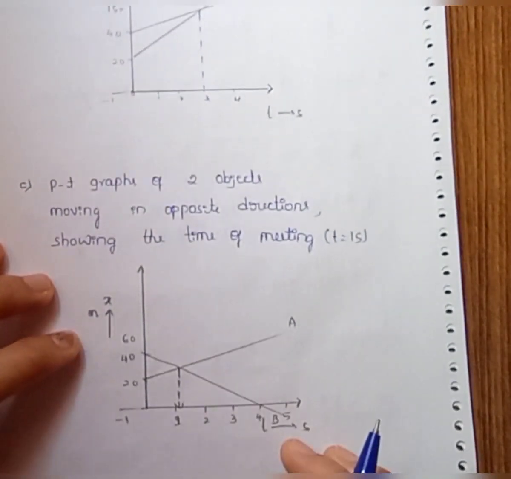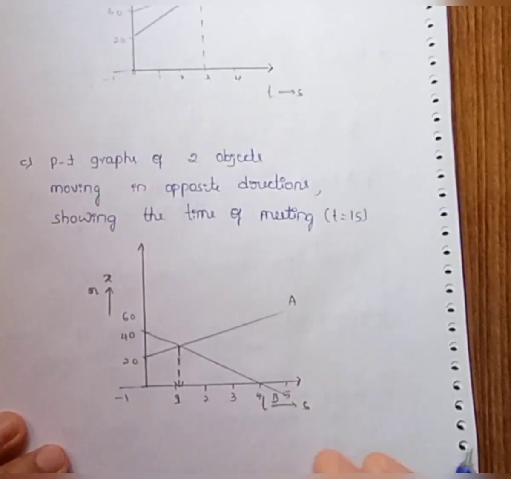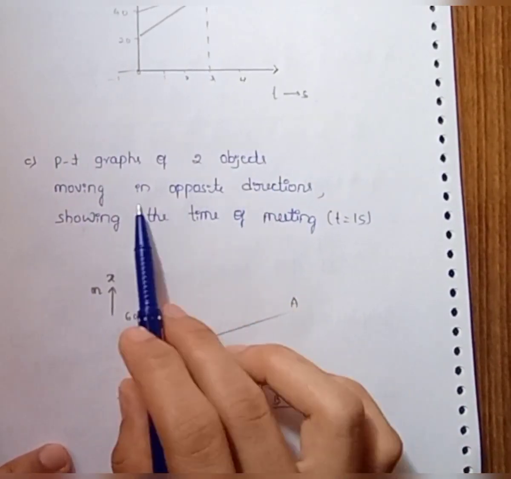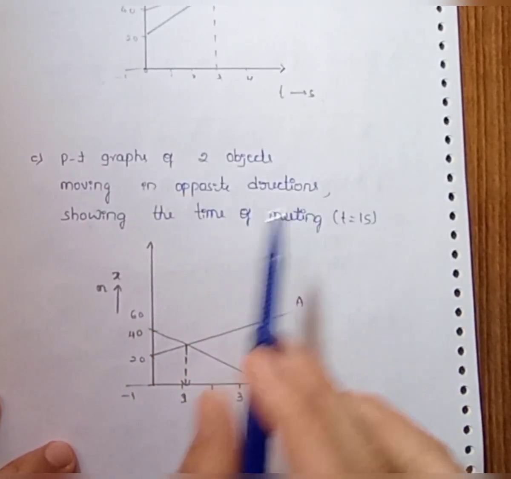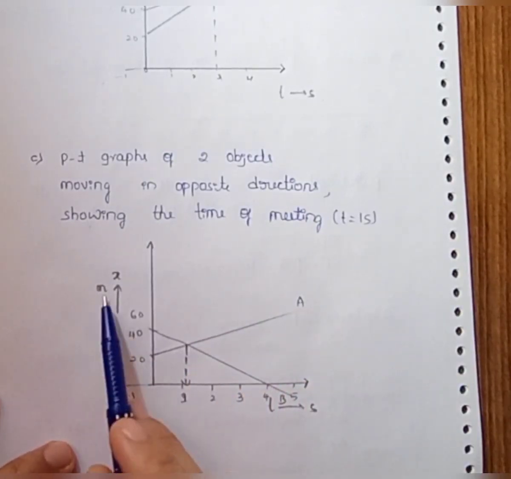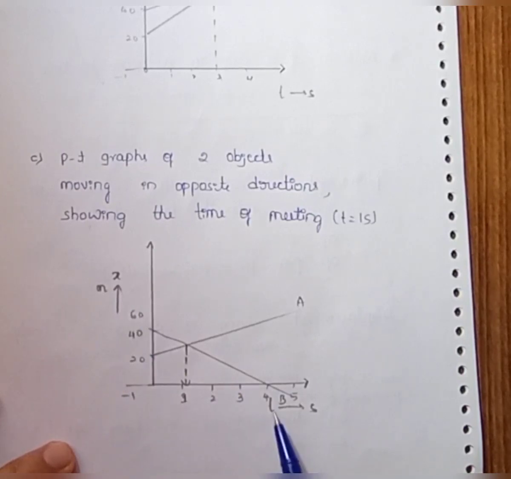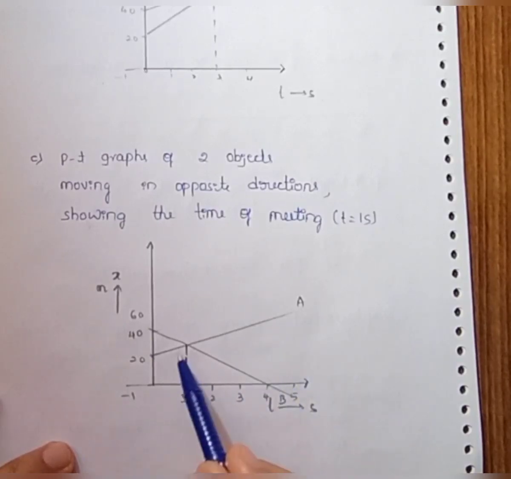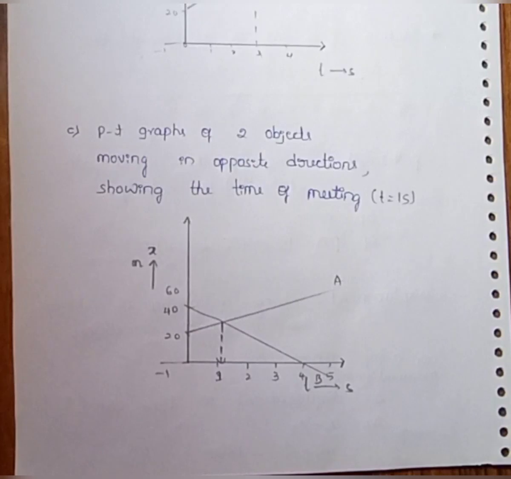In the third case, that one is the PT graph of two objects moving in opposite directions, showing the time of meeting at 1 second. Position along the y-axis, time along the x-axis. At t equal to 1 second, the two objects will meet each other. This completes the chapter Motion in a Straight Line.